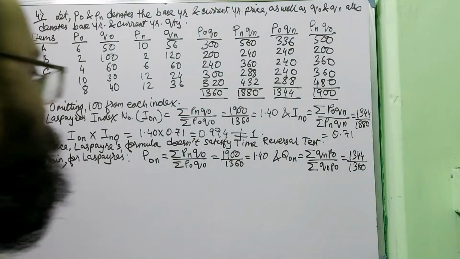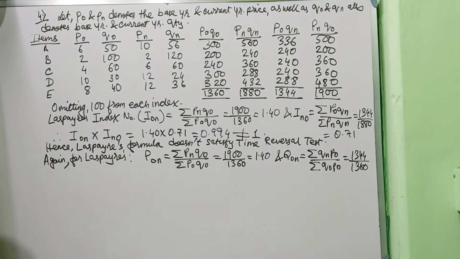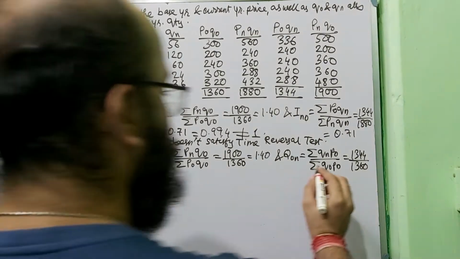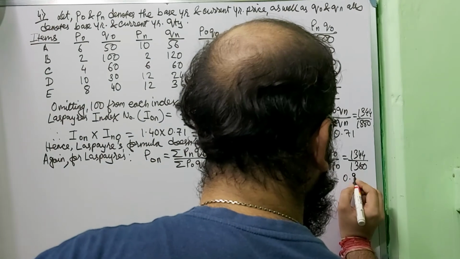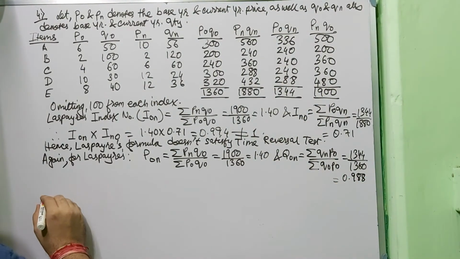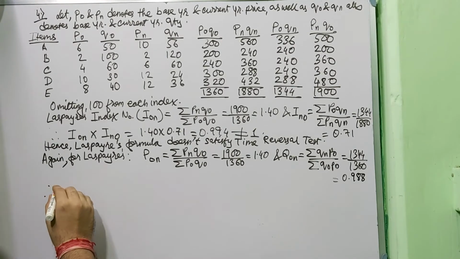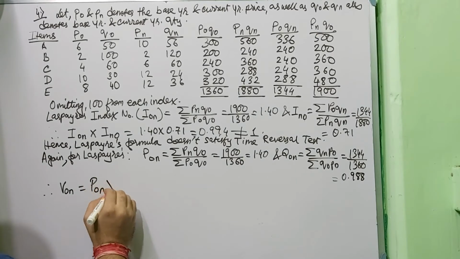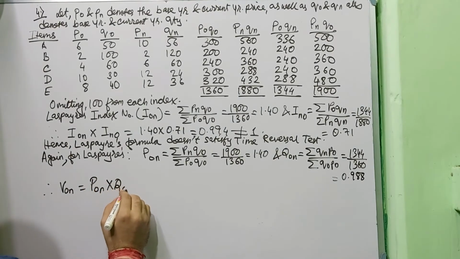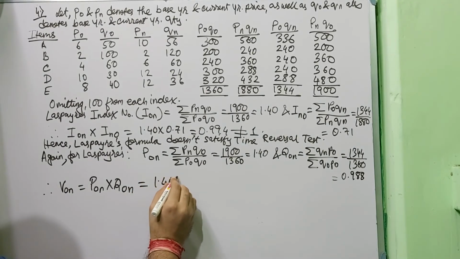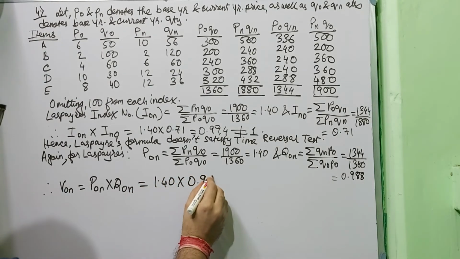How much is it coming? 1344 divided by 1360, 0.988. Okay. So therefore P0n into Q0n is equal to 1.40 into 0.988.